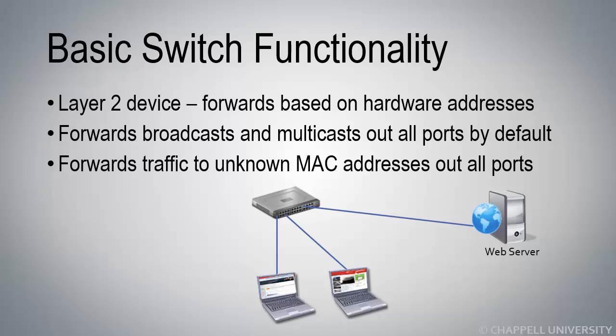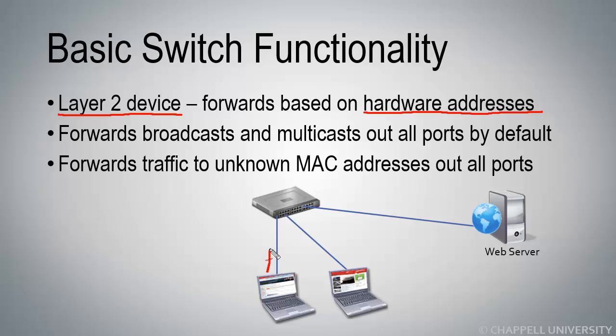Let's review basic switch functionality first. Now, a basic switch is a layer 2 device, and when we talk about layer 2, we're talking about the OSI model. Layer 2 is the data link layer, and switches forward based on hardware addresses that reside at layer 2 of the OSI model. So they're forwarding only based on hardware addresses, or MAC addresses, media access control addresses.